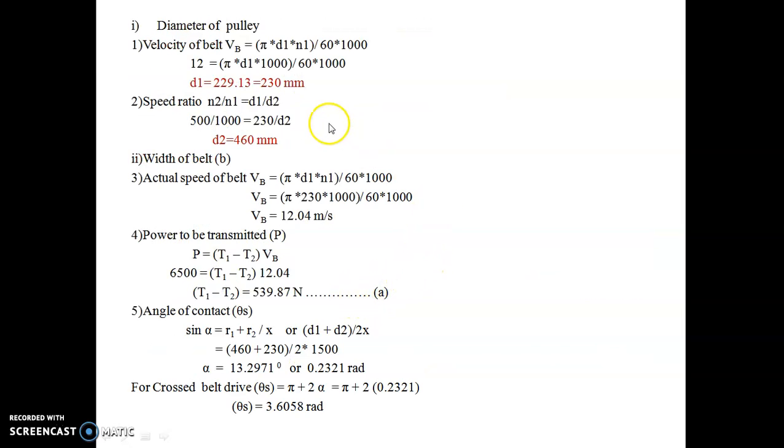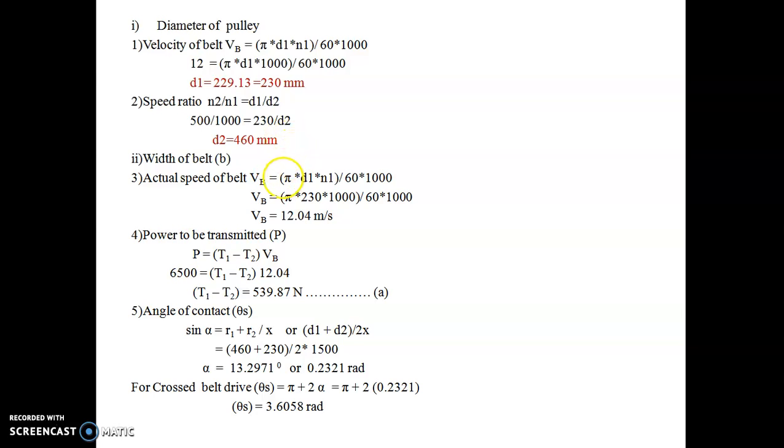The first one is diameter of pulley. In that, first of all, we calculate the velocity of belt VB is equal to pi D1 N1 upon 60 into 1000. So the velocity of belt is given 12 and N1 is 1000. So we can get the value of D1 as 229.30, so nearly equal to 230 mm. By using speed ratio N2 upon N1 is equal to D1 upon D2, we can find out the value of D2. So 500 upon 1000 is equal to 230 upon D2, that is 460 mm. So these are the diameters of pulley.